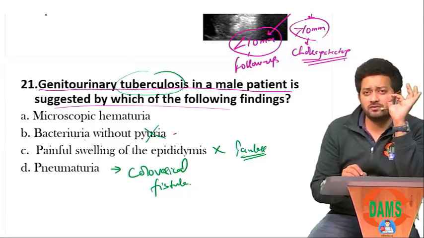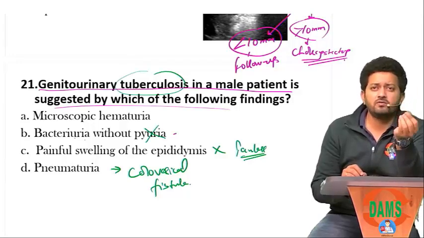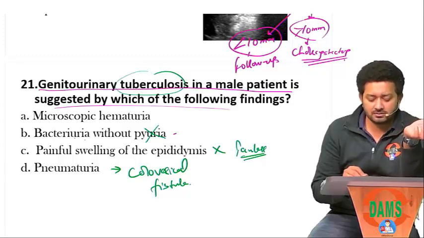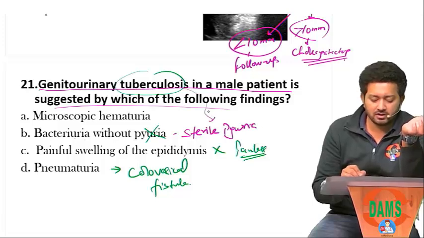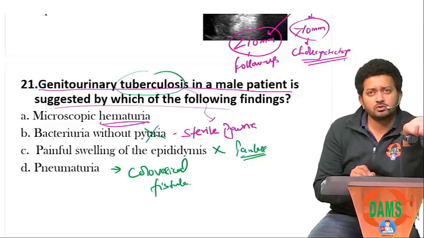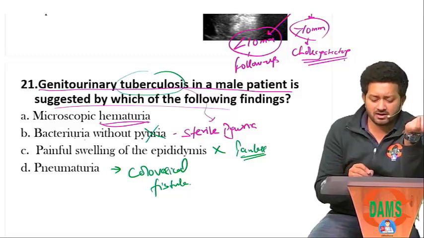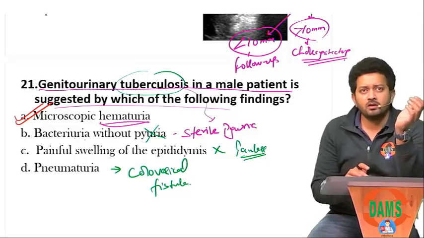So you have to specifically send the urine sample for AFB, that is acid fast bacilli. Usually the report comes out as sterile pyuria. In TB you will see sterile pyuria. Hematuria, microscopic or macroscopic, is very frequently seen in tuberculosis.